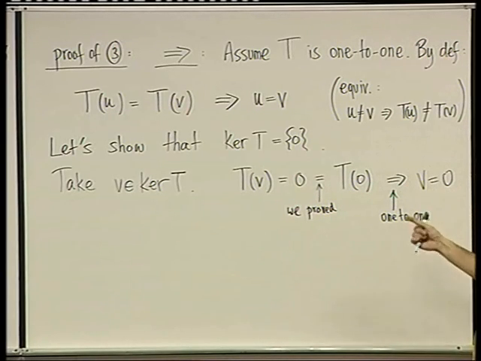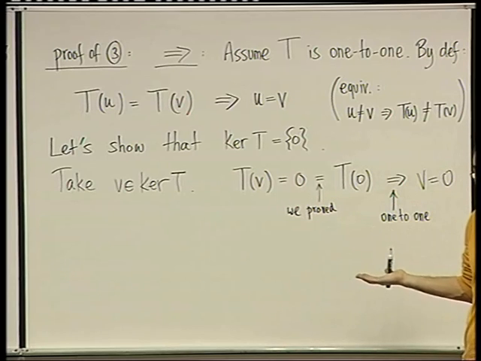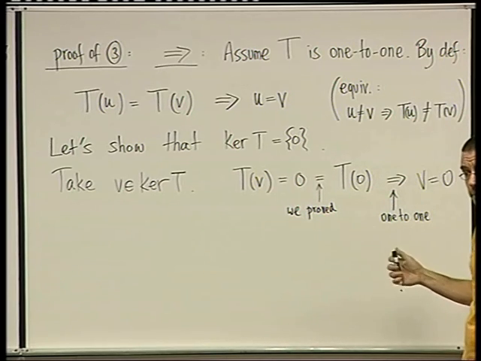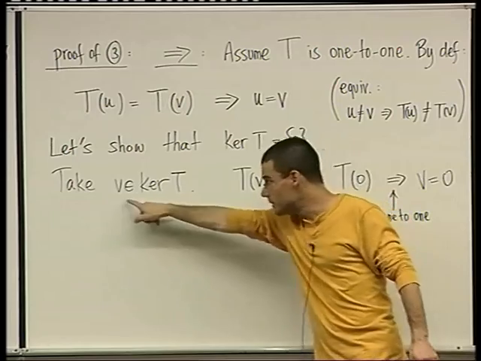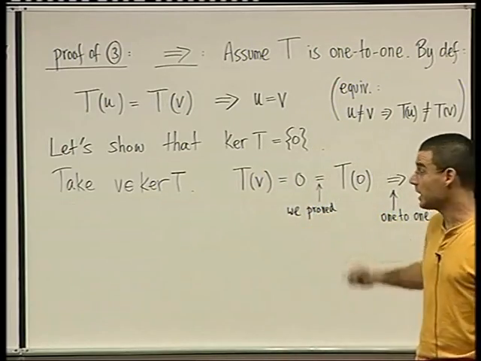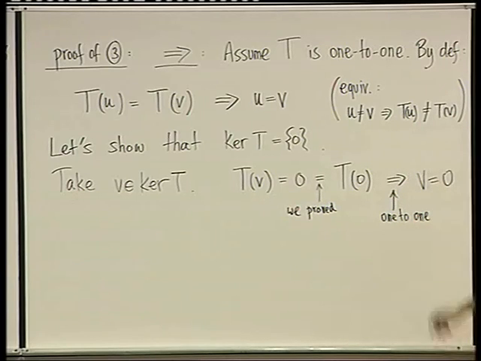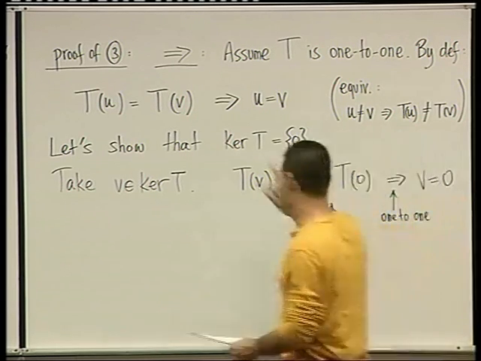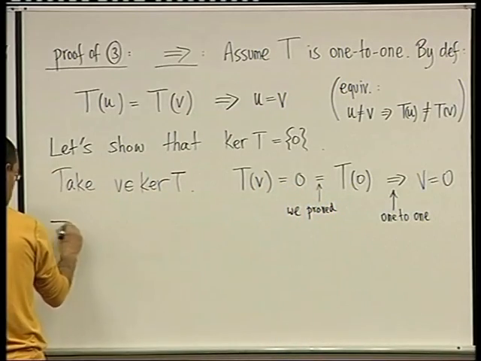Now you're going to say, take somebody else in the kernel. Why? Why do I need to take somebody else? You took someone specific. No, I didn't. I took V in kernel T, any V you want, not specific. Take any V in the kernel, boom, it has to be 0. That's it, only zeros in the kernel. Good? Everybody? Okay, but that's just one direction. Now we need to show the other direction.